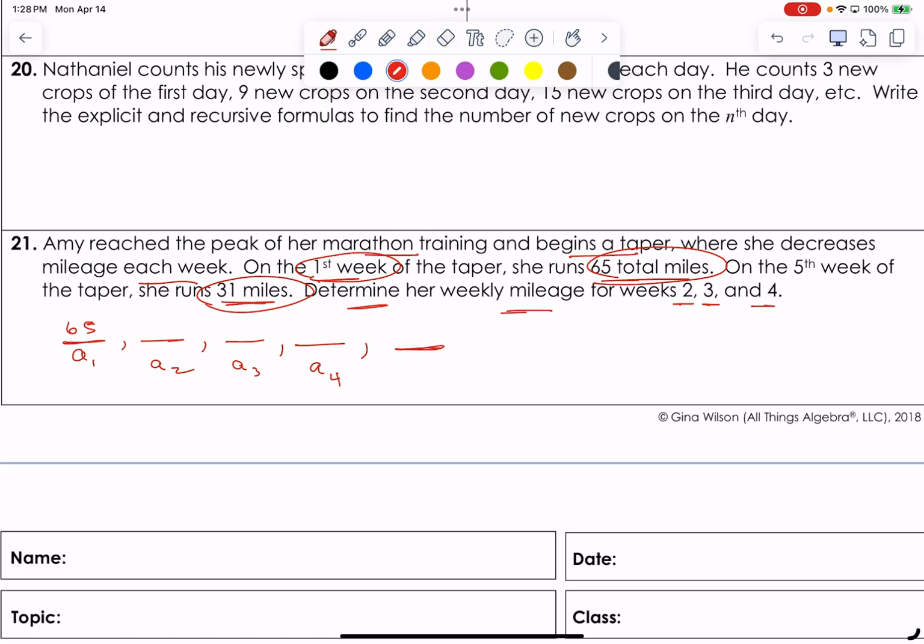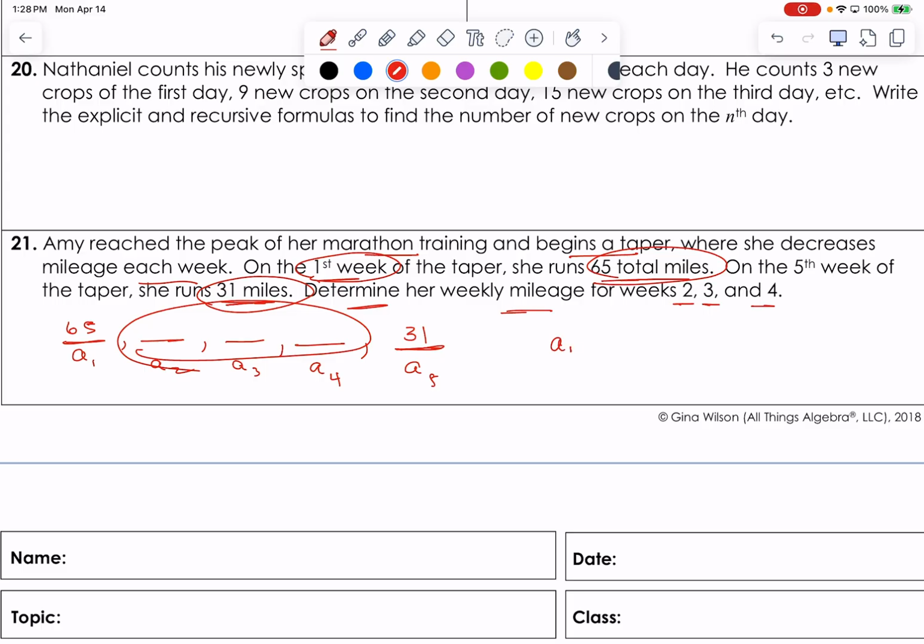You know A sub 5, her 5th week, right before the marathon week, she's already down to 31 miles. So you just want to figure out the 3 arithmetic means, the terms between those 2 endpoints, A sub 1 and A sub 5. So you want to find A2, A3, A4. You just need to find the common difference.